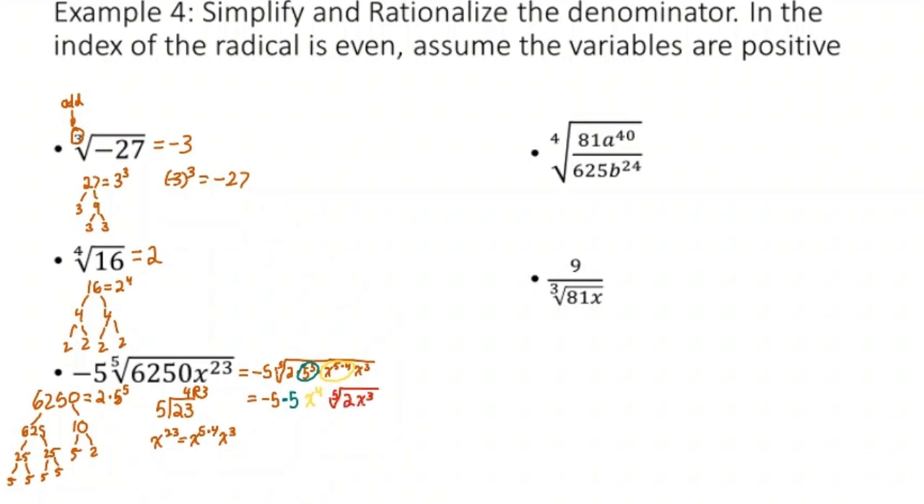Now we can simplify what's outside of our fifth root. Negative 5 times 5 is negative 25. X to the fourth times the fifth root of 2x cubed.